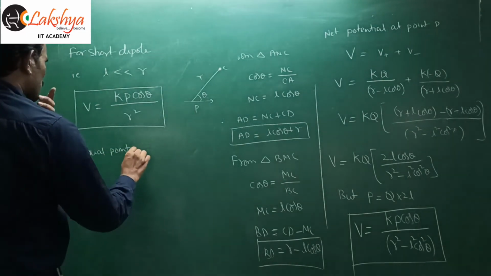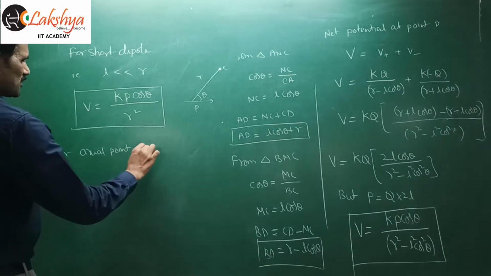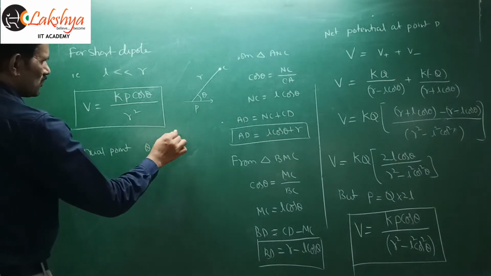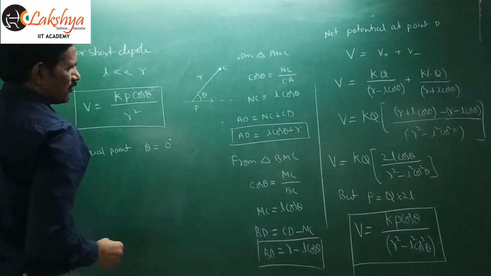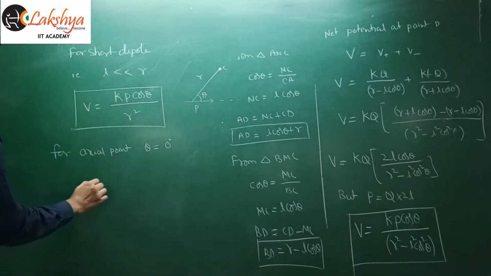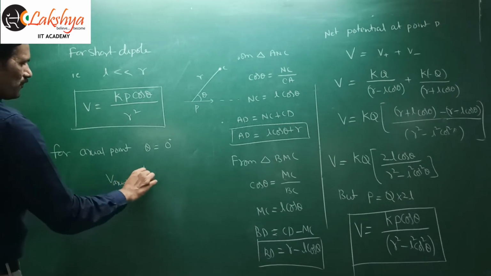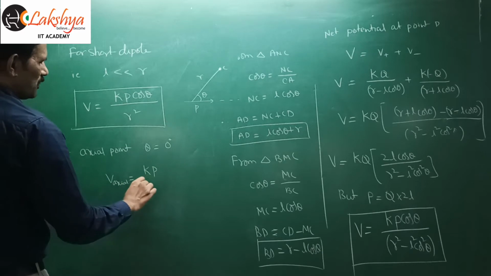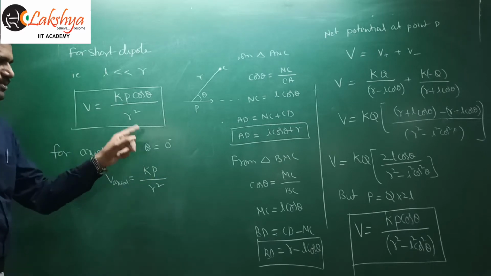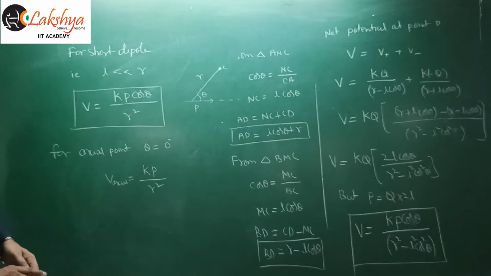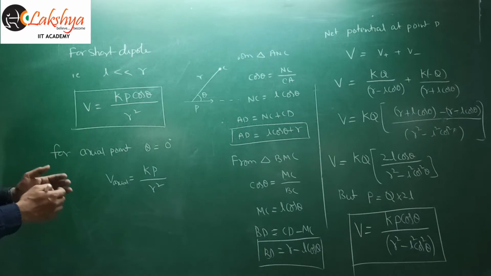For an axial point, the theta value is equal to 0. The axial line is the line on which we consider the point, so theta will be 0. If we substitute that theta value, this V axial is equal to Kp by r square, because cos theta will be 1. Then Kp by r square is the potential due to a short dipole for an axial point.